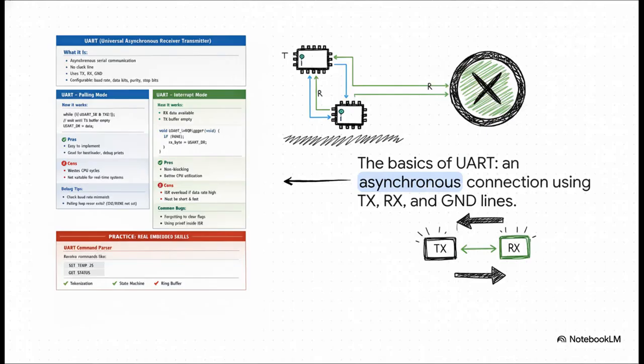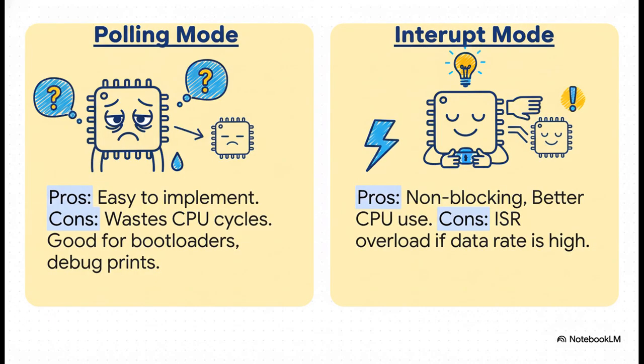Now, the key word with UART is asynchronous. All that means is there's no separate clock wire to keep the two chips perfectly in sync. Instead, they just agree on a speed beforehand. We call that the baud rate. And as you can see here, the setup is dead simple. One chip's transmit, or TX line, connects to the other's receive, or RX line, and they both share a common ground.